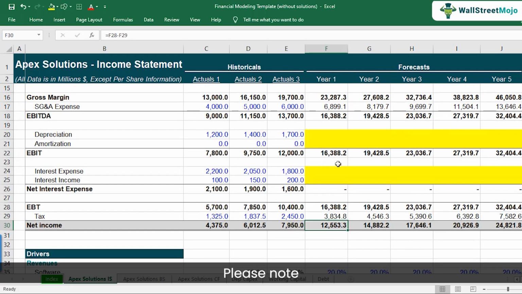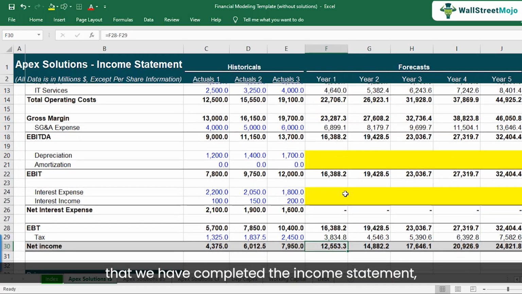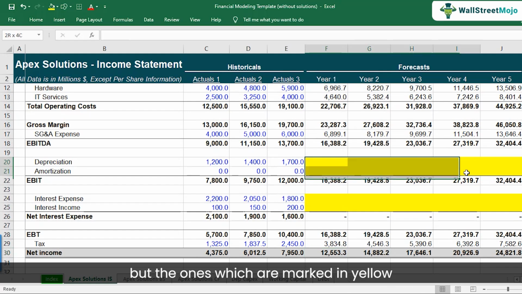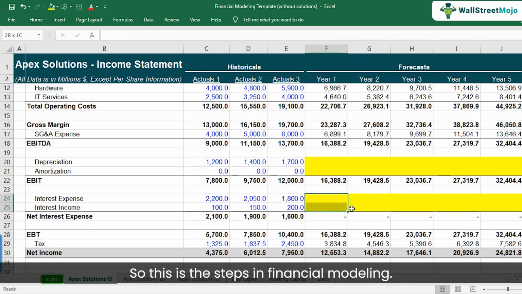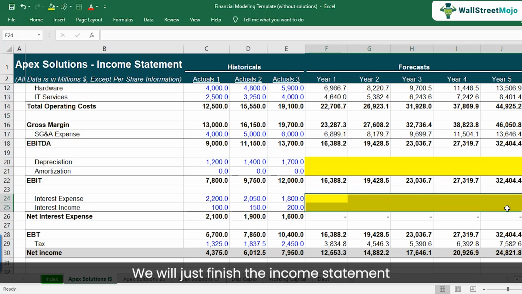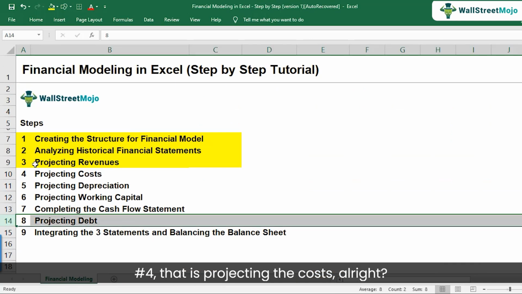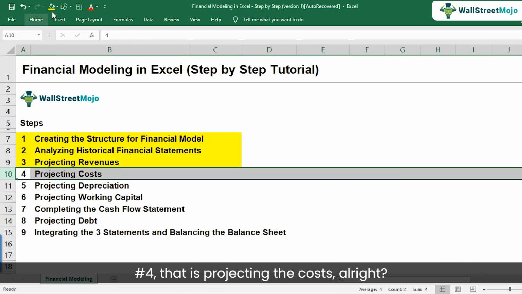Please note that we have completed the income statement, but the ones which are marked in yellow are yet to come. This is how the steps in financial modeling work. We will just finish the income statement right now, but all the other things are going to come at a later point in time, right? So with that, we are done with step number 4, that is projecting the costs. All right.